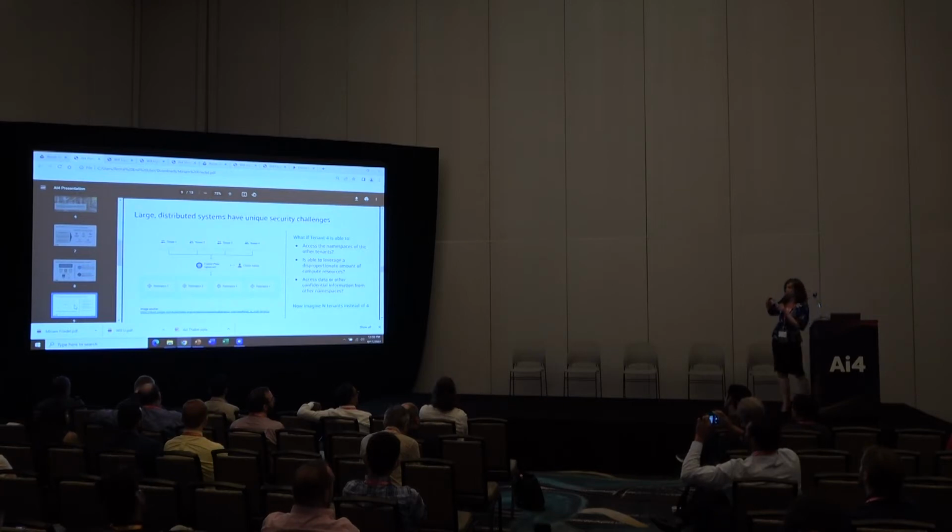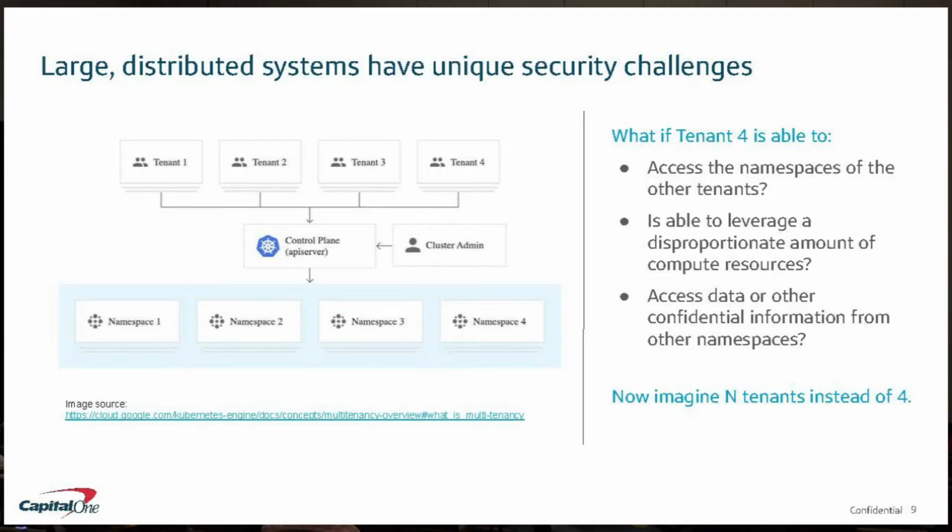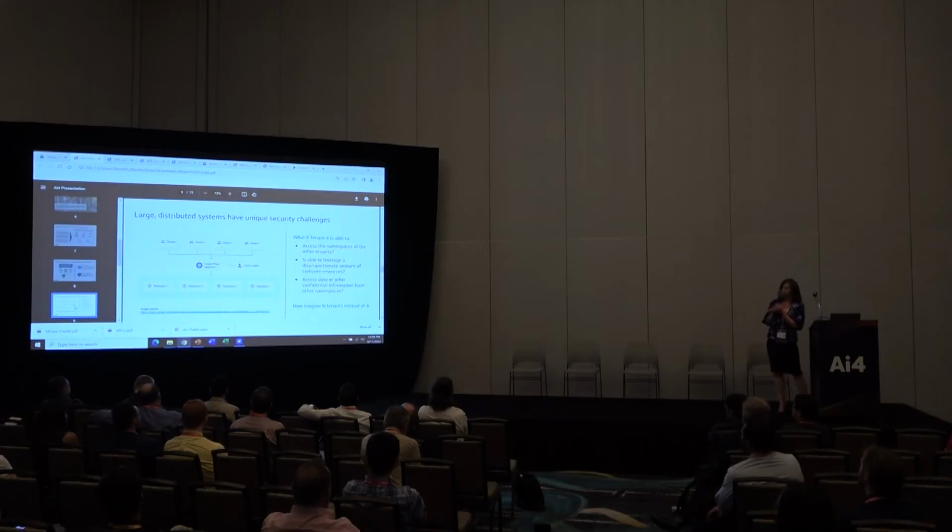If you have a really small number of people using whatever you built, you might not even need Kubernetes namespaces, right? This is a diagram I pulled off of Google's website. But once you get larger and larger, you need to have namespaces, and you have different tenants using your system, and you cannot have tenant 4 accessing the namespace of tenants 1, 2, or 3. What happens if they can leverage a disproportionate amount of compute resources?